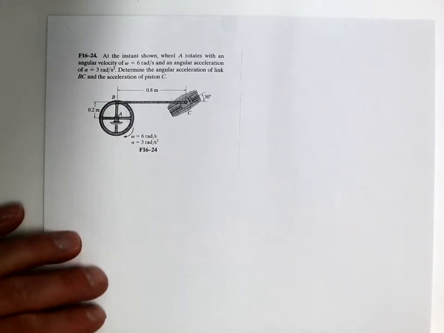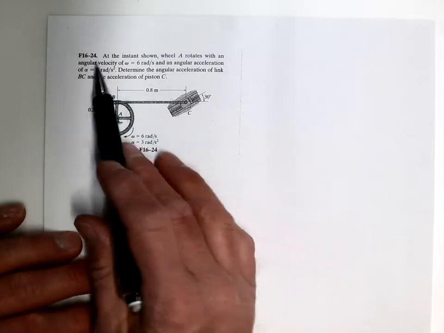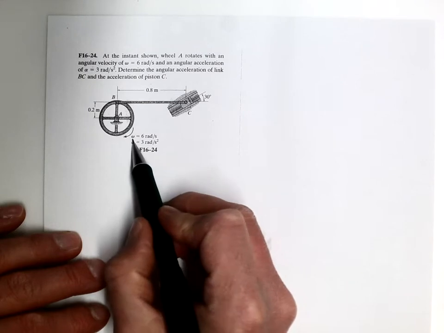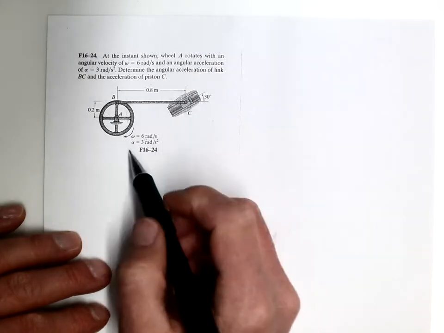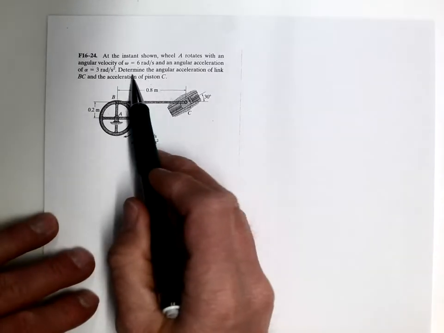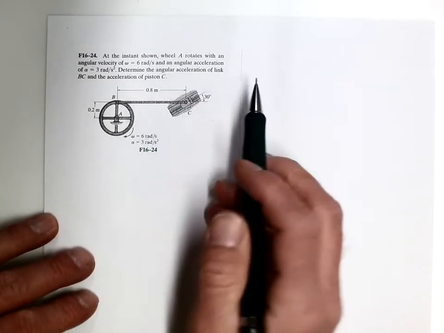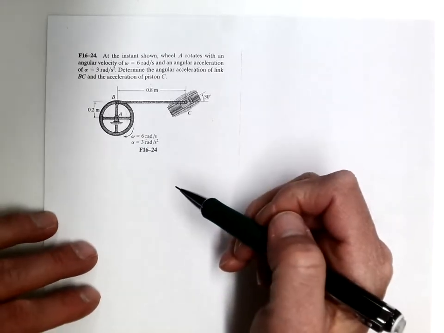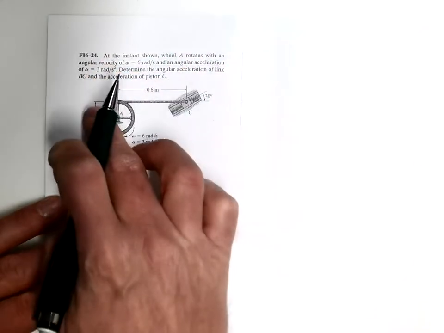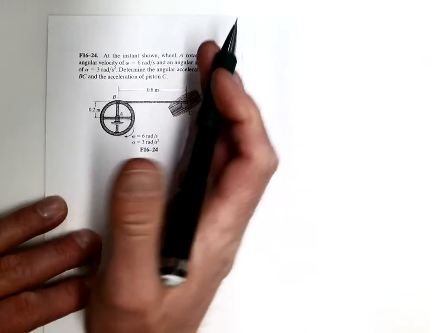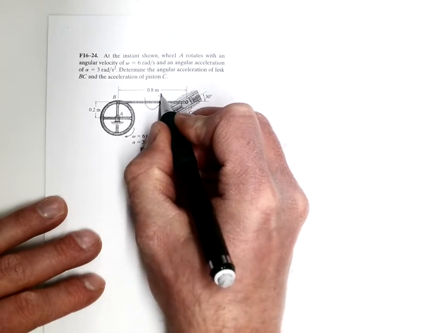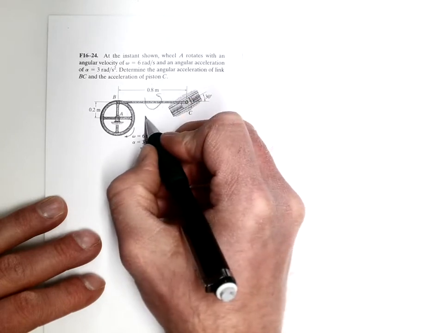Let's solve problem F16-24. At the instance shown, wheel A rotates with an angular velocity of omega equals 6 radians per second, and the angular acceleration of A equals 3 radians per second squared. Determine the angular acceleration of the link BC and the acceleration of piston C. So let's look at this. As this spins this way, it's going to push the rod up. So it's going to cause a rotation this way, and so our alpha and our omega are going to be a positive K.